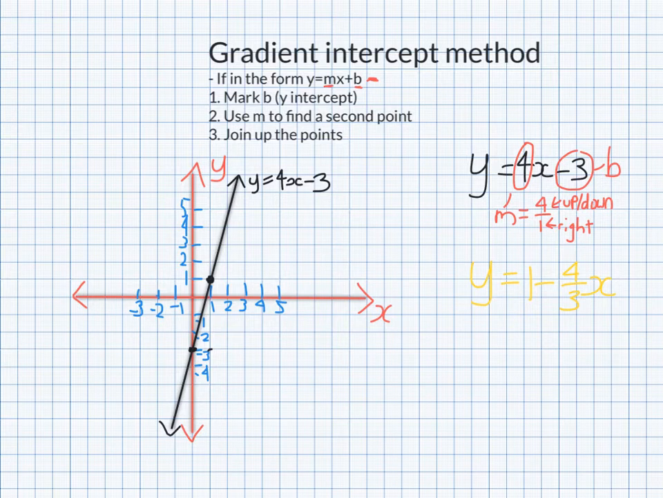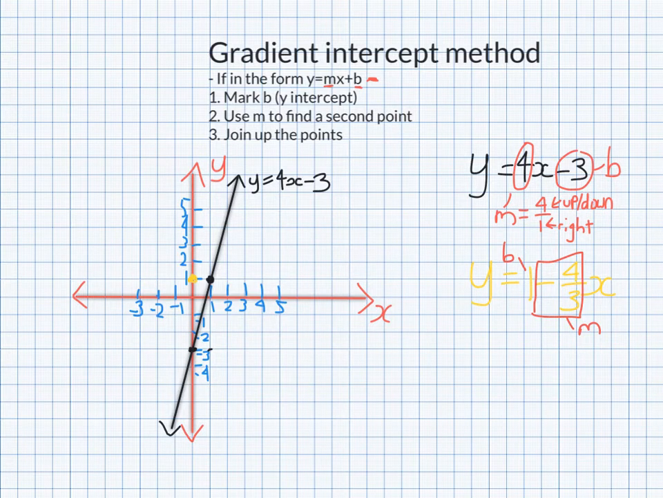So things are written in a different order, but the gradient is still the number in front of x. So here the gradient is negative 4 over 3, and the y-intercept is the number by itself, which is 1. So we're going to do exactly what we did in the previous example. We mark the y-intercept. Now the gradient is negative 4 over 3.